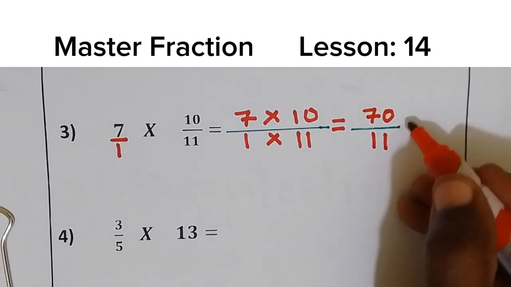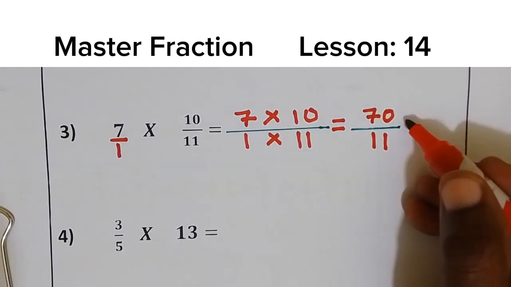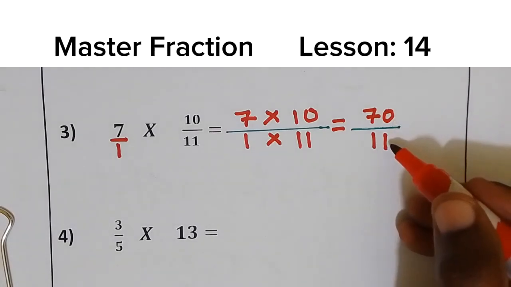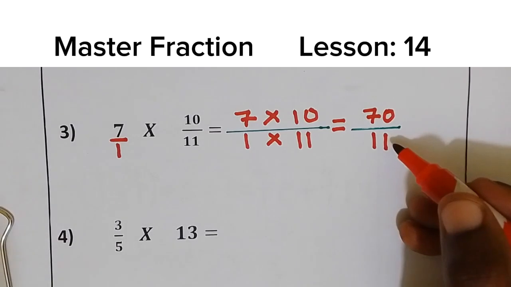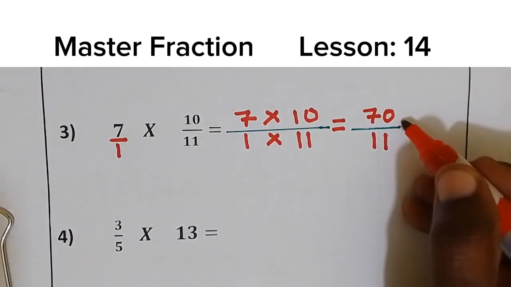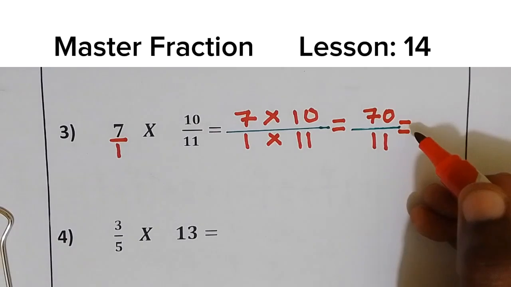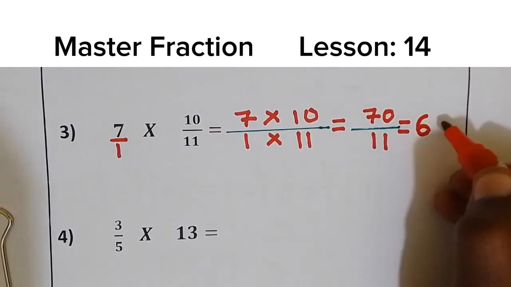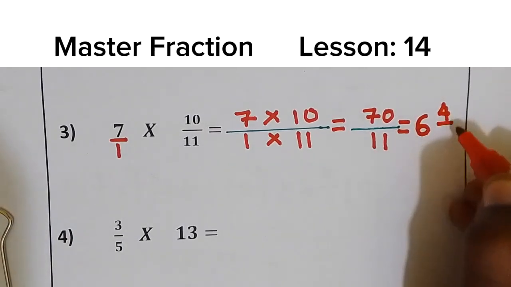Now we have an improper fraction, so we'll change it into a mixed number. Already we know how to change into a mixed number. We take 70 divided by 11, where the quotient is going to be the whole number, the remainder is going to be the numerator, and the divisor is going to be the denominator. So this is equal to 6, 4 over 11.